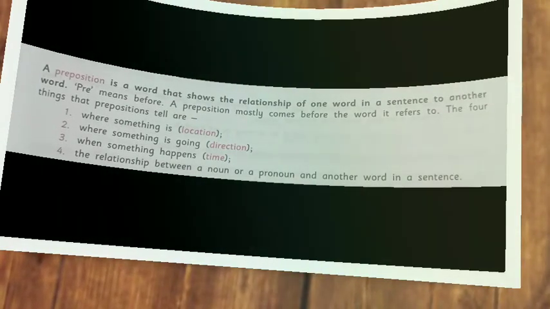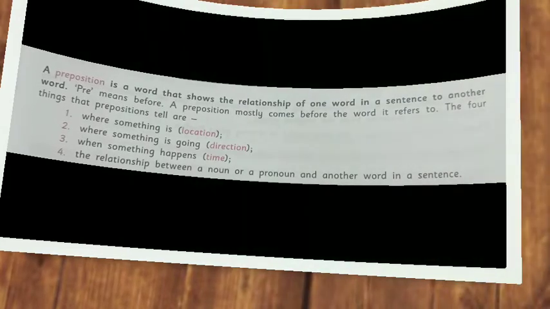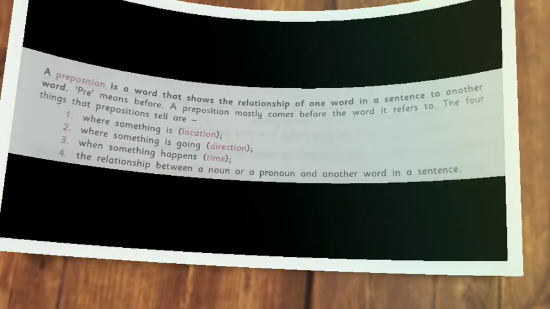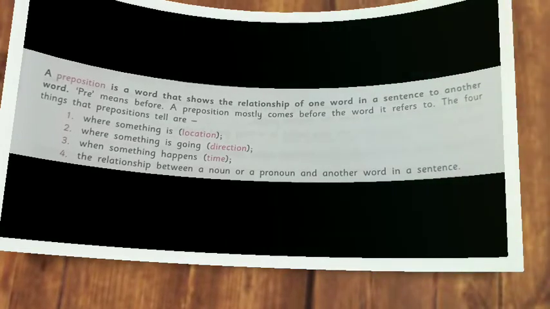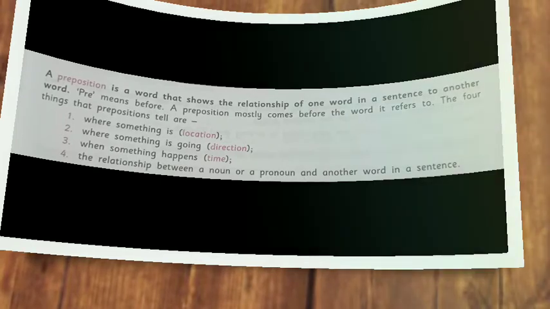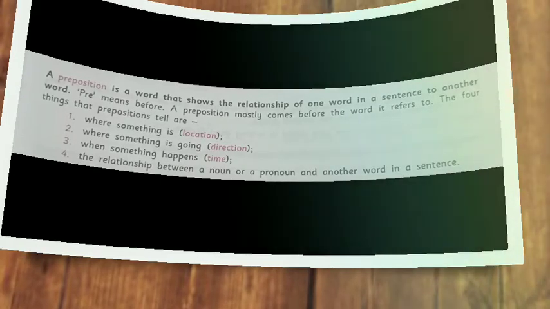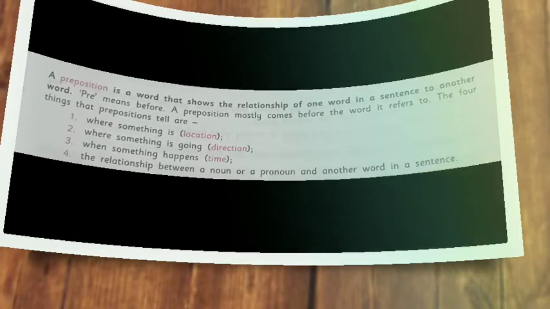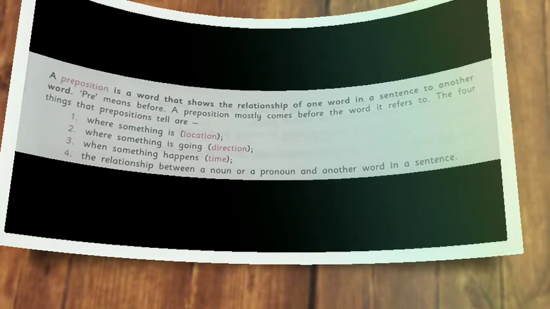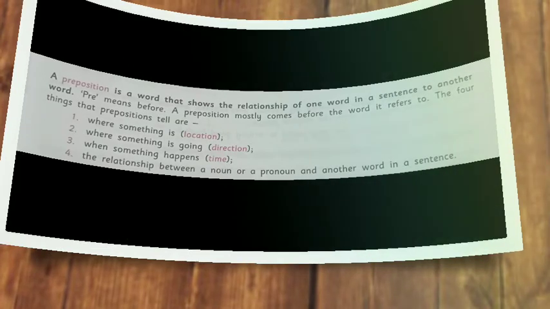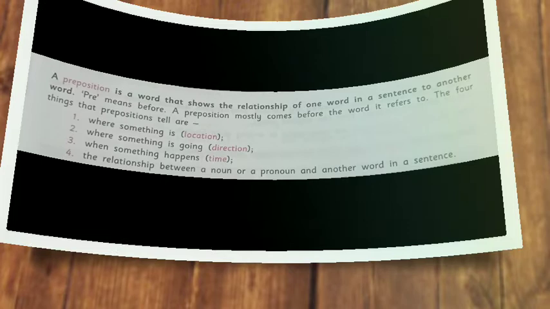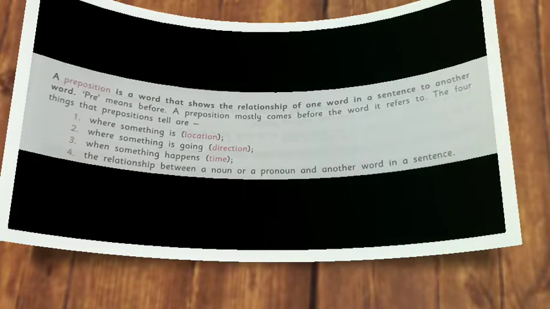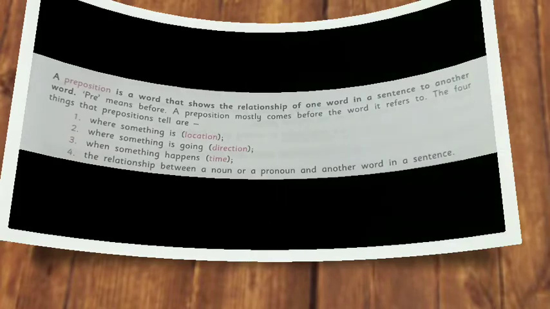A preposition tells us four things. The four things are: first, where something is, it shows location. Second, where something is going, it shows direction. Third, when something happens, it indicates time. Fourth, the relationship between a noun or a pronoun and another word in a sentence.